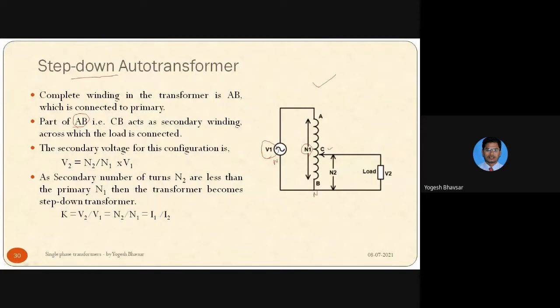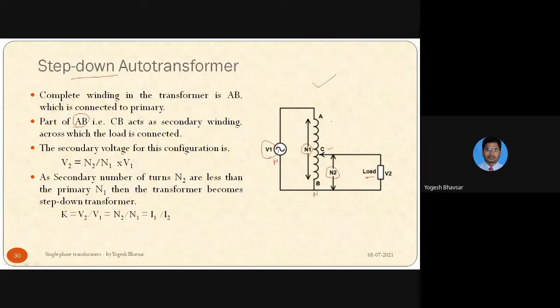Here, the rotary contact point C is touching around the middle of this coil AB. Now, from C to B, the number of turns will be N2, and that is where we connect the load. So this becomes the secondary winding. Again, I am telling you, there is only one winding in the auto transformer.